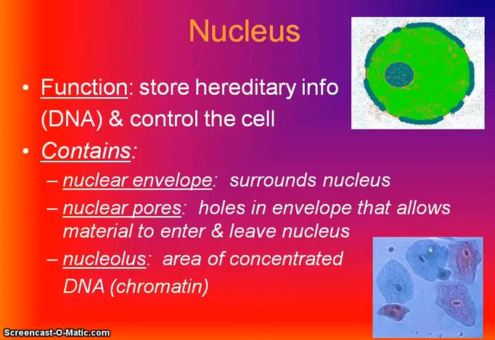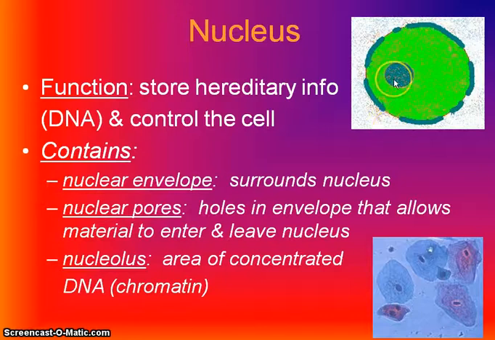One of the most important organelles is the nucleus, and within your animal cell you're going to have this nucleus, and its job is to store the hereditary information, or the DNA, and to control all the cell processes. Now within this nucleus it has its own membrane around it, and that's called a nuclear envelope. And you can also see there's little openings in that. Those are nuclear pores. That's where material can enter and leave the nucleus.